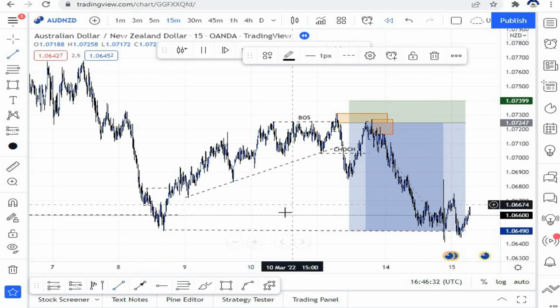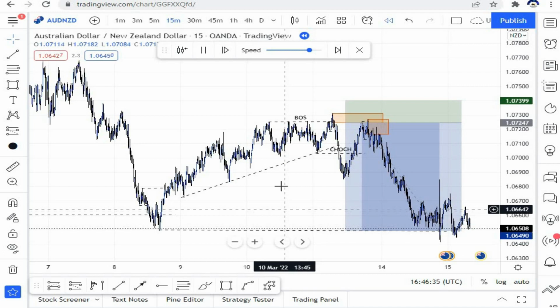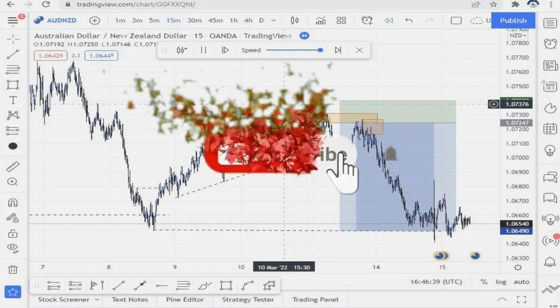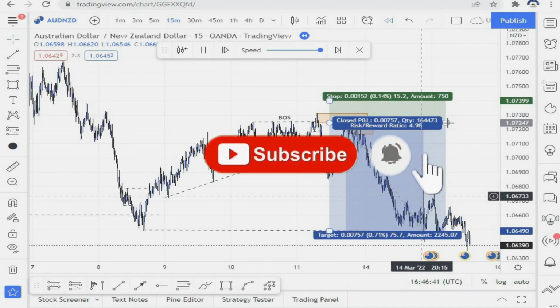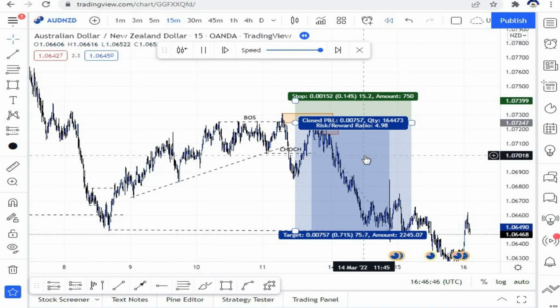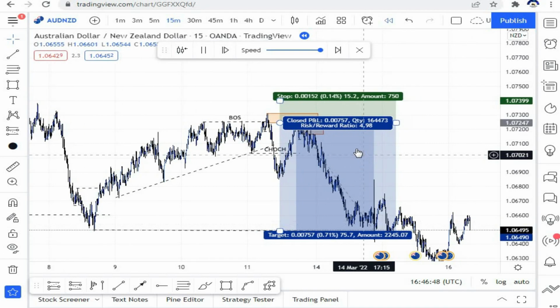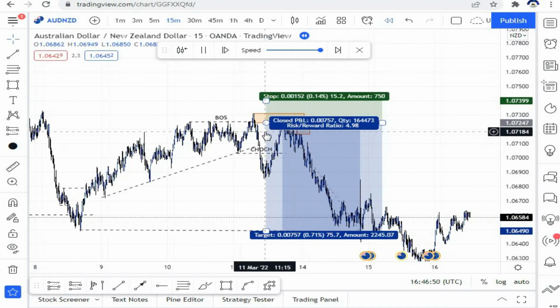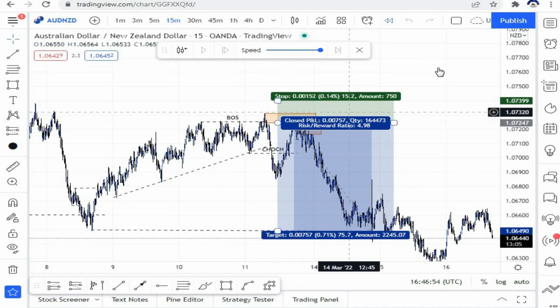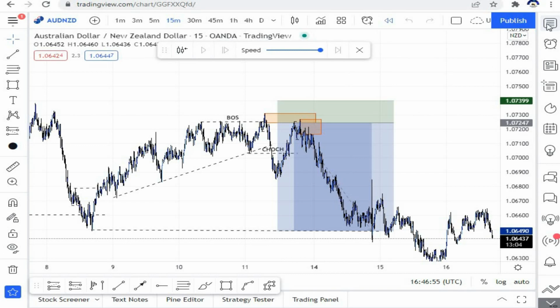So that's how you look for your entries and master all of the patterns. Once you start to understand that, you'll be able to trade in line with the dealer, and also it will help you to be consistent and be selective to look for your entries.